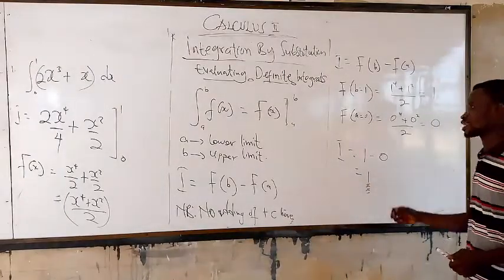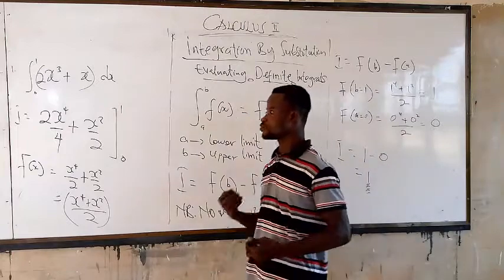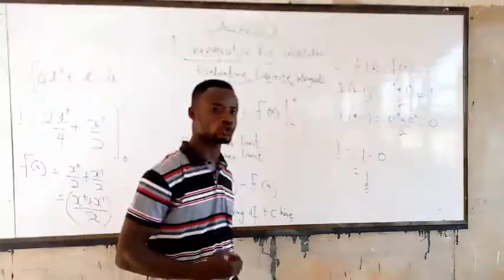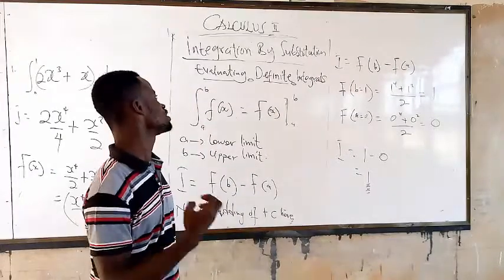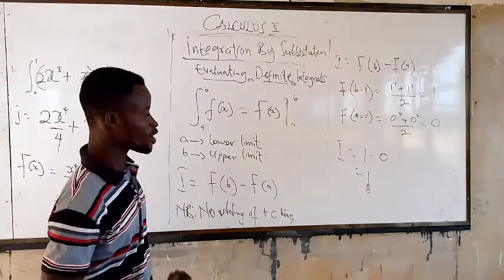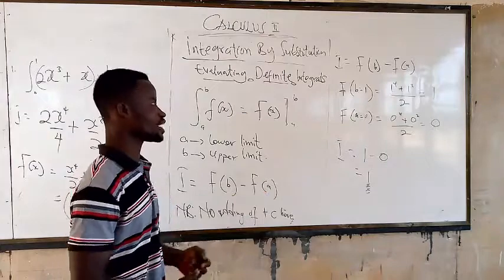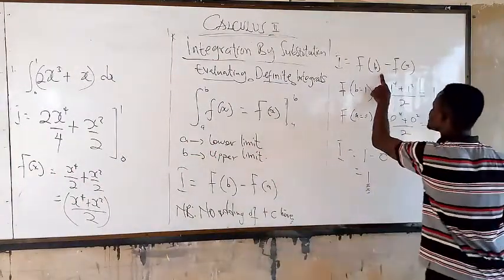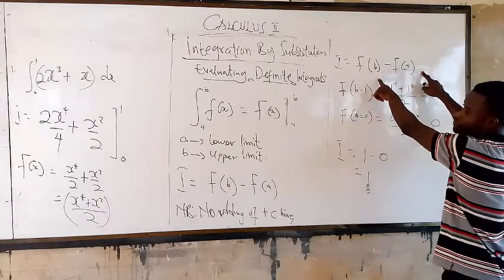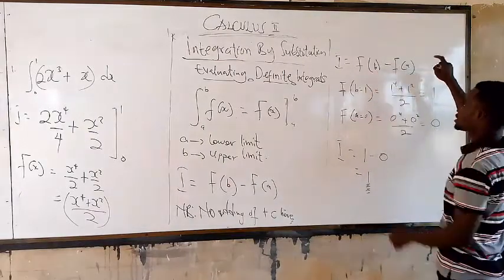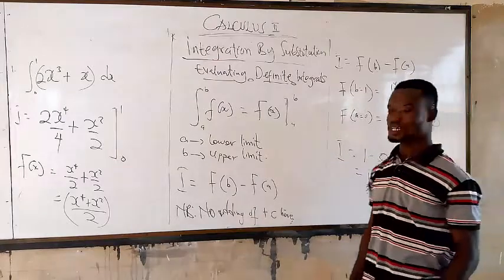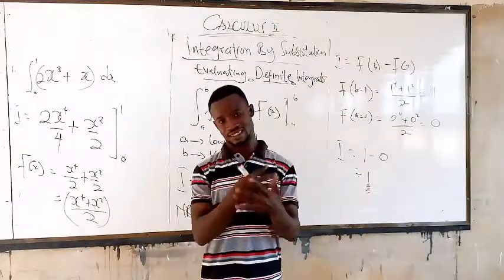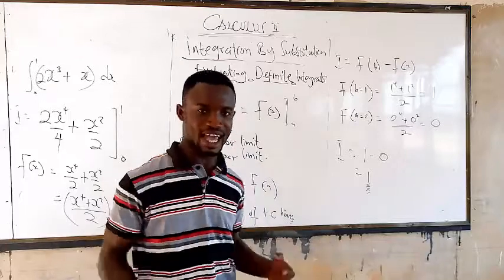The answer is 1. Anytime we have a definite integral, our result is going to be a value. That is why we evaluate, to get a value. So there is no need for you to add plus C here. Because if you add plus C after integrating this and add plus C after integrating that, when it gets to where we are subtracting, it will cancel out. So no need for you to bring it again.